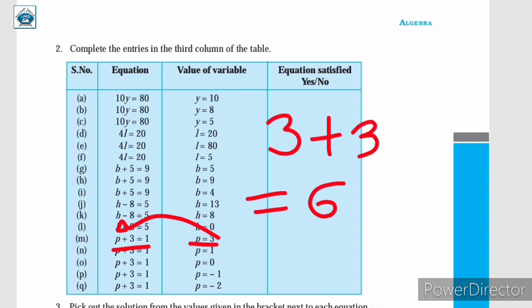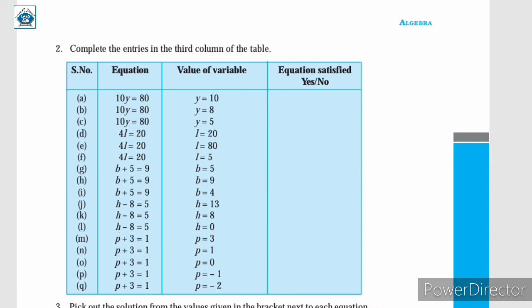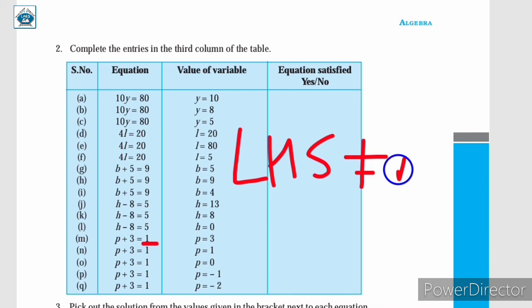So we can observe that LHS is not equal to RHS. We are getting the answer as 6 but here we have 1. So LHS is not equal to RHS and hence the equation is not satisfied. So here the answer will be no. The equation is not satisfied.